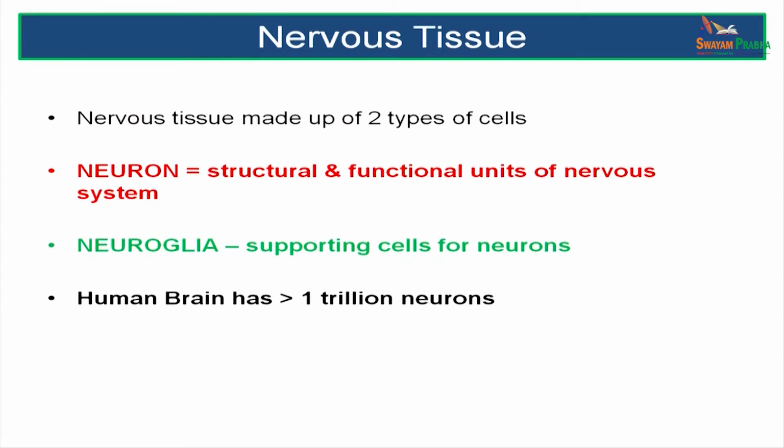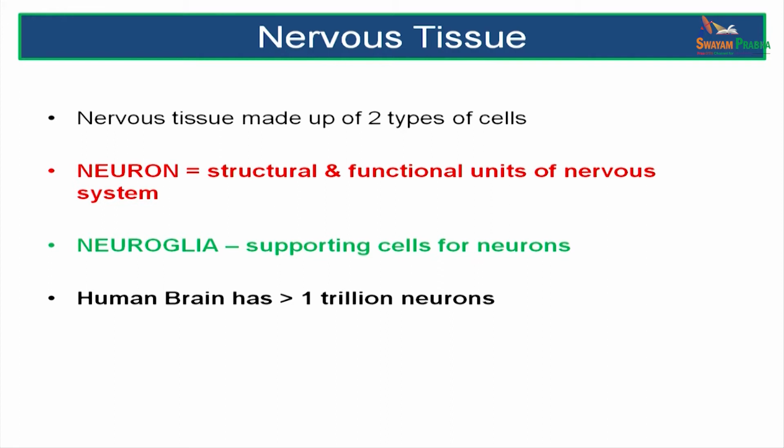Nervous tissue is made up of two types of cells. There is a neuron and the neuroglia. You have to think of the neuron sitting on a chair. So a neuron is sitting on a chair and it is being supported by the neuroglia. The neuroglia, being the chair, insulate the neuron, support it, protect it, and also help in conduction of the neuron. The neuron is the structural and functional unit of the nervous system, whereas the neuroglia support. The human brain has more than 1 trillion neurons.